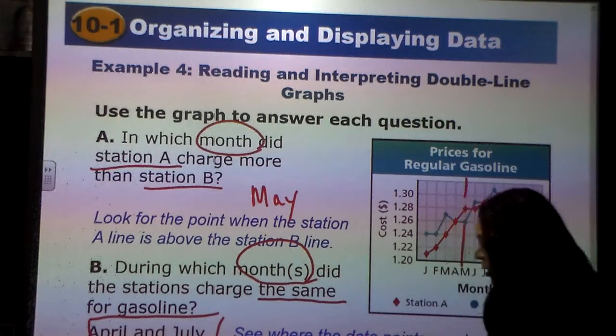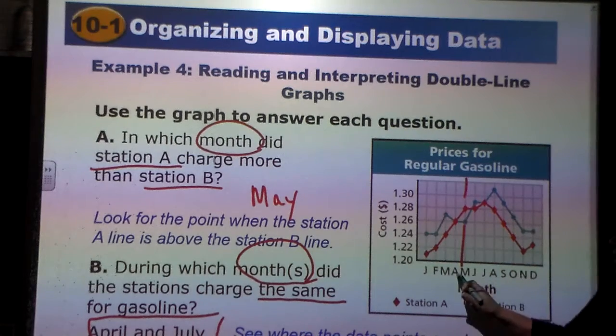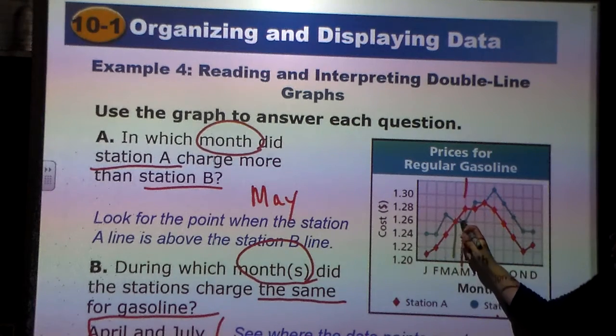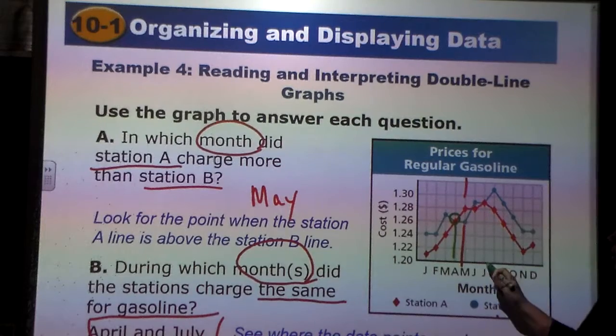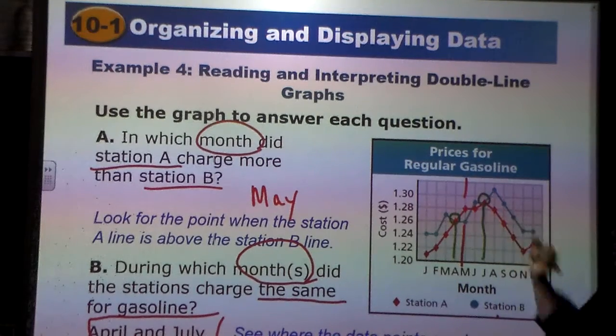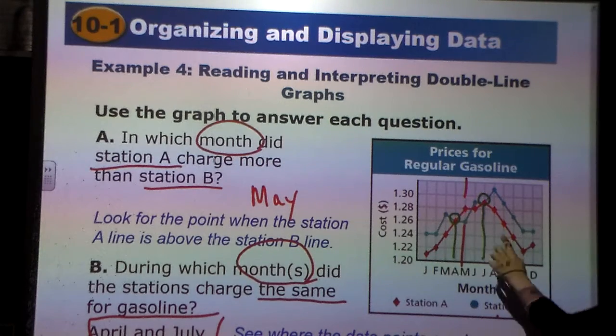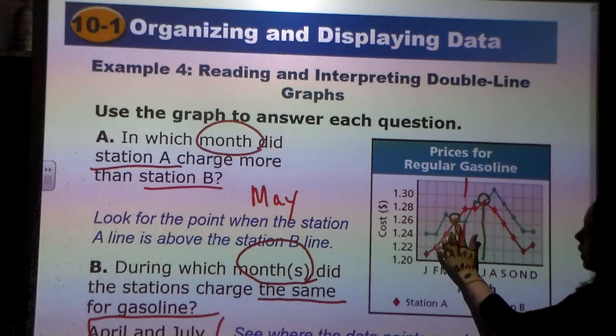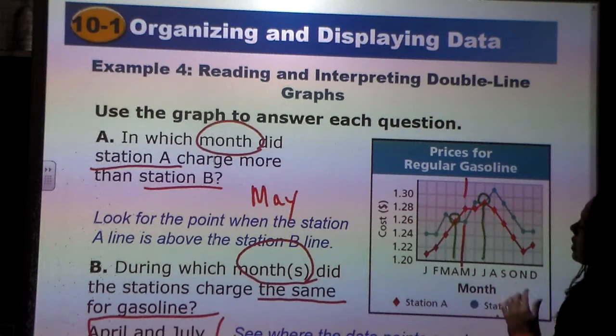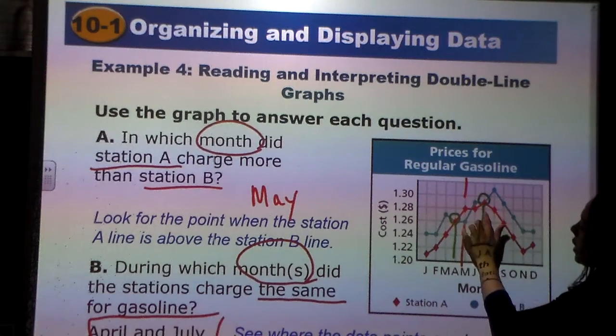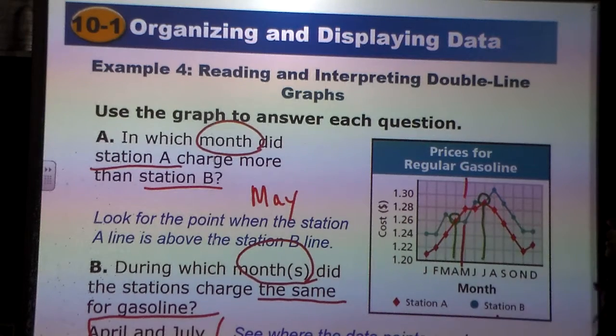I'm going to use a different color. When I come up to April, they're both on the same dot right here. When I come up to July, they're both on the same dot right here. So you would be looking for where they're actually in the same place, and that's how you know they cost the same. Because in April, they both cost $1.26, and in July, they both cost $1.29, it looks like. So you see where the data points overlap.